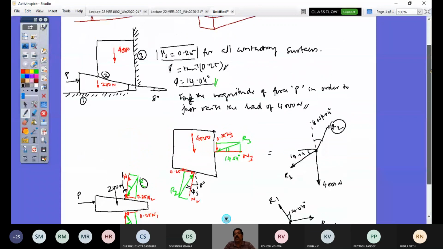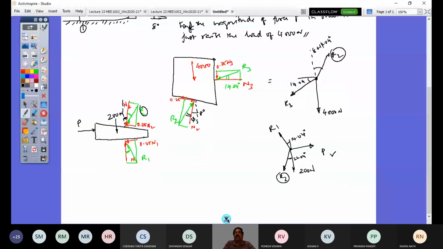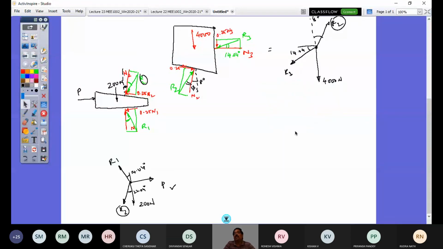So let's just work it out quickly. First, let us work out R2, then we will solve for P. So let me just move this free body diagram here. This is for this wedge. Let me keep it here and work out now by applying Lami's theorem. So applying Lami's theorem, I have here R2 to be found out. So R2 by sine of the angle included by the other two vectors. So that is this angle.